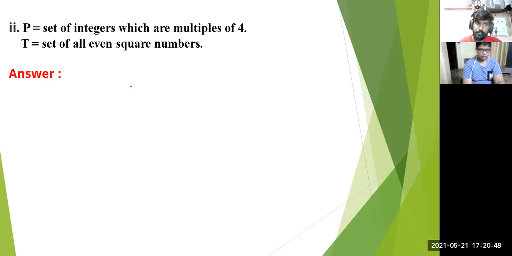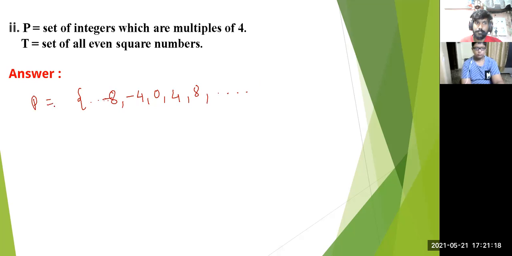Dot, dot, dot first. Curly brackets, sir. Dot, dot, dot. -4, 0, 4, 8, dot, dot, dot. So since you have written 8 here, put -8 also here. So this will be P.